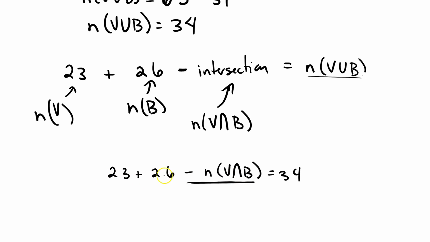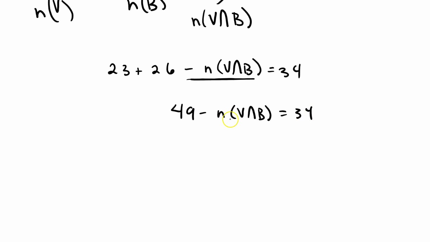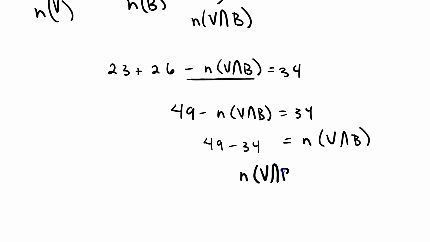So 23 plus 26 is going to be 49 minus the number of volleyball and basketball players equals 34. We're going to subtract 34 from both sides and subtract the number of the intersection. So on this side we have the number of the intersection, which makes it positive, equals 49 minus 34. So that means that the number, volleyball intersect basketball, is 15.